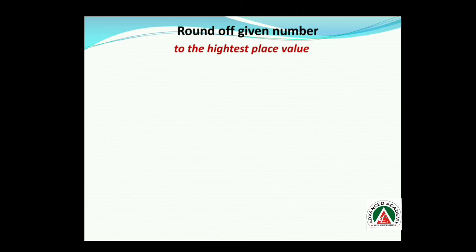Now, if a question will come like this, round off the given number, and a number will be there, what will you do? If the question comes like this, you have to round that number to the highest place value always. ठीक है, उस नंबर की जो भी हाईएस्ट प्लेस वैल्यू होगी उसको आप राउंड ऑफ कर देंगे, उस नंबर को. क्लियर?